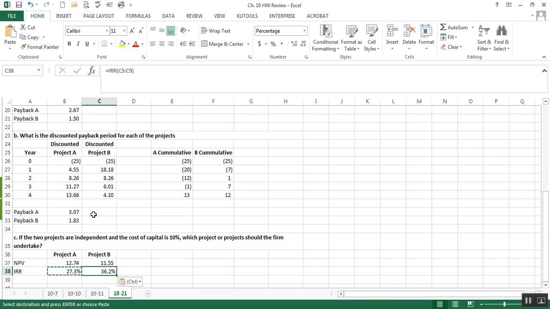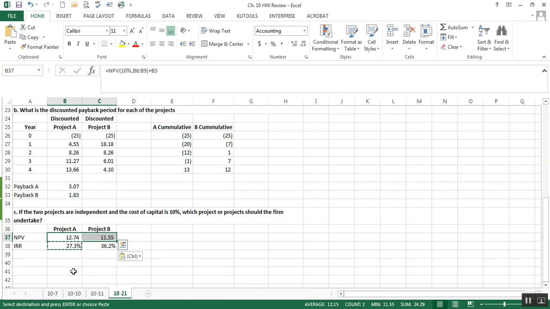All right, so let's look at what we have here. Both projects have a positive net present value, and both projects have an IRR which is greater than the cost of capital. In this case, we would undertake both projects because they are independent, not mutually exclusive. And because they both have positive net present value, we would choose both of them.